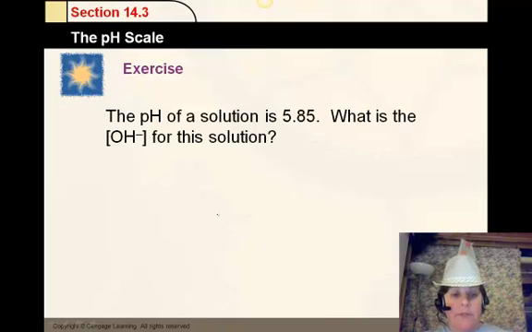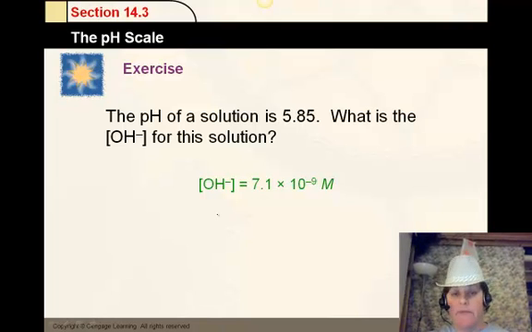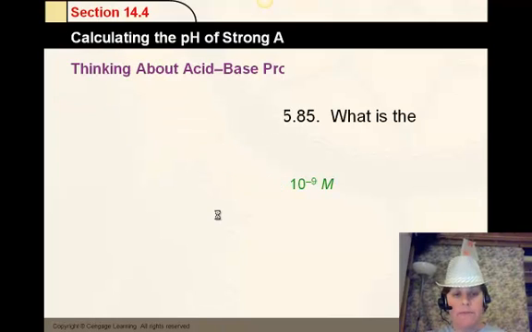Another question: the pH of a solution is 5.85. Sounds familiar, I think we just did this. What is the OH concentration for this solution? So this is pretty easy. You could get the hydrogen ion concentration and use Kw, or you could get the pOH and then put that as 10 to the negative pOH. When you work it all out, you get 7.1 times 10 to the negative 9. Very easy, very straightforward kinds of questions.